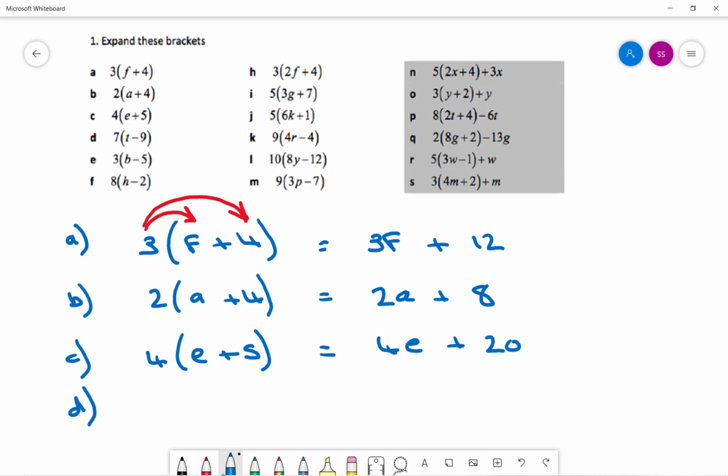For part D, 7, open bracket, t minus 9. Again, follow those same steps. 7 times t, 7t. 7 times minus 9 this time is going to be minus 63. So there are the first 4. Hopefully you're all okay with those. Let's keep going. Let me clear some space.